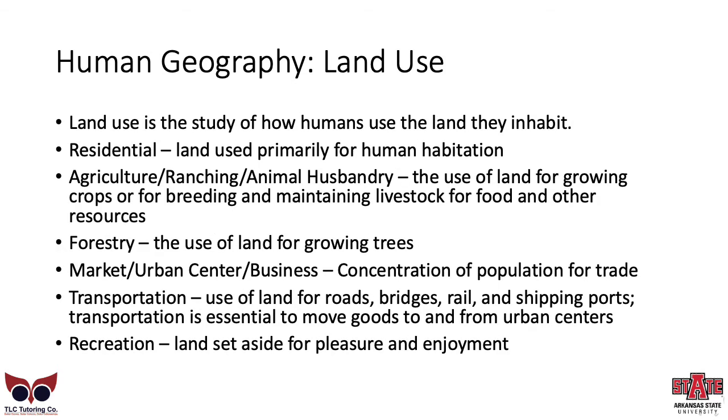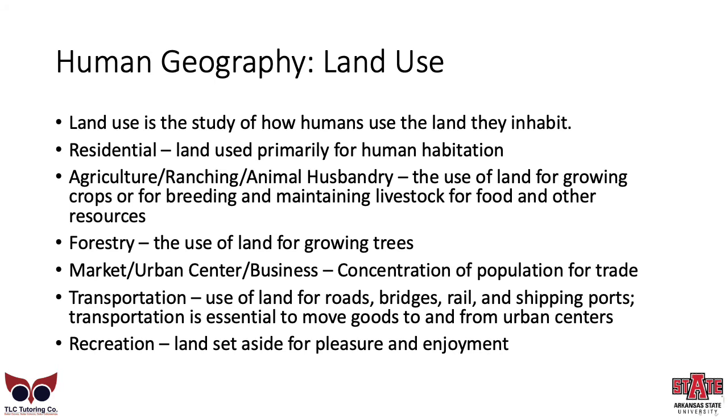Human geography, land use. Land use is the study of how humans use the land that they inhabit. Land use can be broken down into several categories. Residential land use is land that is used primarily for human habitation. Agriculture, ranching, and animal husbandry involve the use of land for growing crops or for breeding and maintaining livestock for food and other resources.